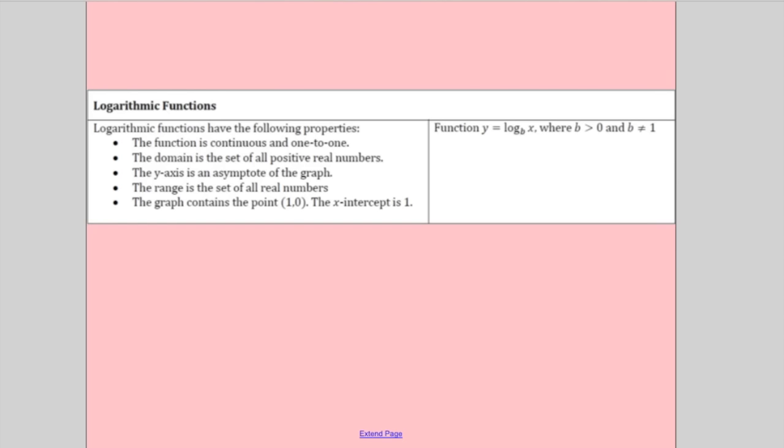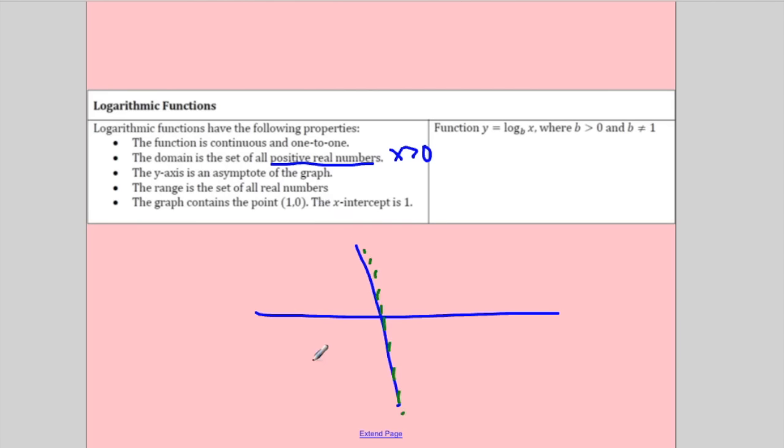All right, so logarithmic functions, some things we need to note about. Logarithmic functions have the following properties. The function is continuous and one-to-one. So remember, exponentials were continuous and one-to-one. Continuous means you do not have to pick up your pencil. The domain is the set of all positive real numbers. So positive real. So that means that x is greater than 0. That's my domain. If I were to draw my log function, this is going to be an asymptote. Remember on my exponentials, the x-axis was an asymptote, so this is my asymptote. And the range is a set of all real numbers, so that means range is all real. And it always contains the point (1, 0).